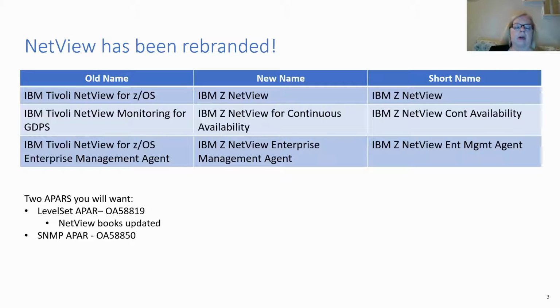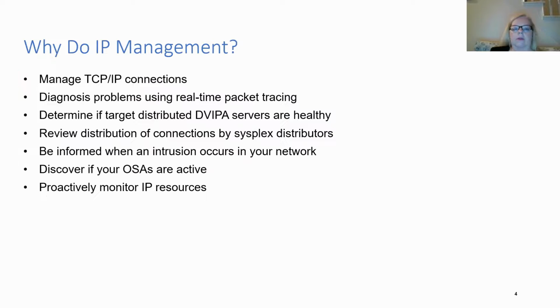Additionally, we did have our traditional level set APAR after the GA. So that APAR number is 08588819, and we did update our Netview books at that time. We also had what we called an SNMP APAR, which is 08588850. And essentially what that one was is a MIB file or two didn't get packaged at GA. And so this APAR fixes that problem. And then there were a couple of other packaging issues that were also resolved. So you'll definitely want to get those two APARs before you get started.